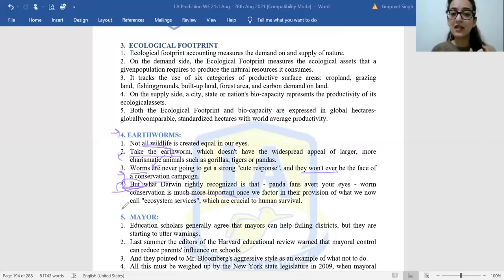Like in this big sentence, what I just picked up was, but their conservation is much more important. Something that we understand is more than enough for us to solve. So the first one was based on a broader concept, then the example saying take the earthworm, then only worms, and then the opposite of what the previous sentence said, represented with but. So I hope it's making sense.